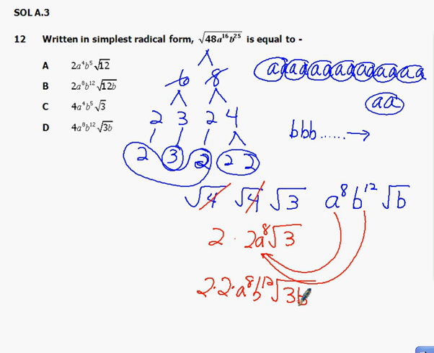Okay, so if you put it all together, the 2 times 2 is 4, a to the 8th, b to the 12th power with the square root of 3b. So final answer, if you're working this one through, would end up being, it looks like D.